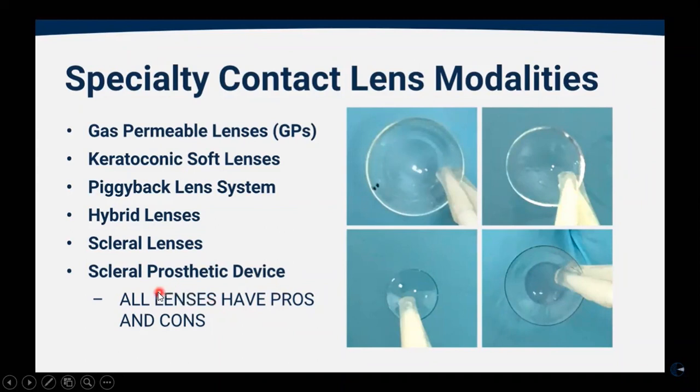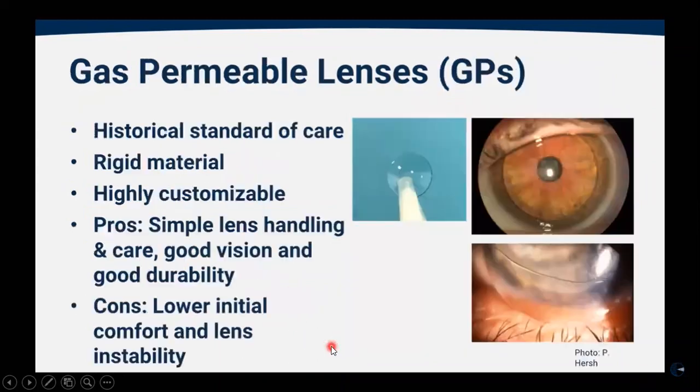One example of a scleral prosthetic device is the PROSE lenses. So I will discuss them one by one. Let's first discuss the GP lenses or RGP lenses. It is one of the conventional and historical ways of correcting keratoconus. The material is rigid, but nowadays with newer materials, the lenses are not as rigid as they were earlier.